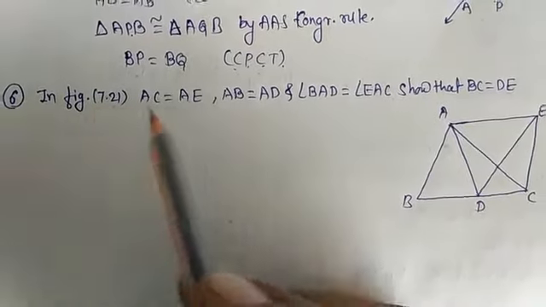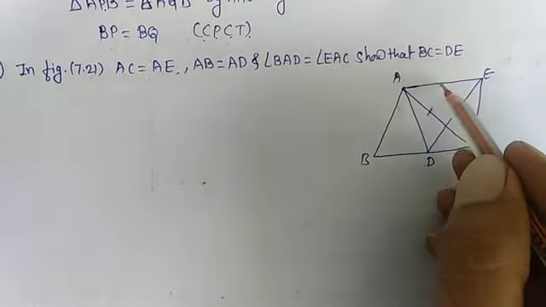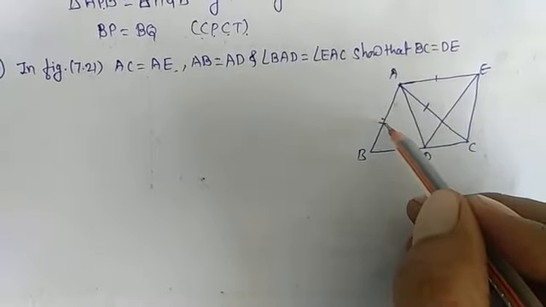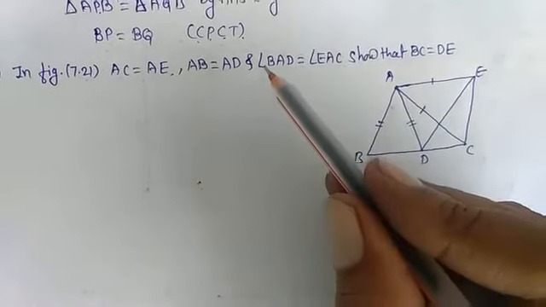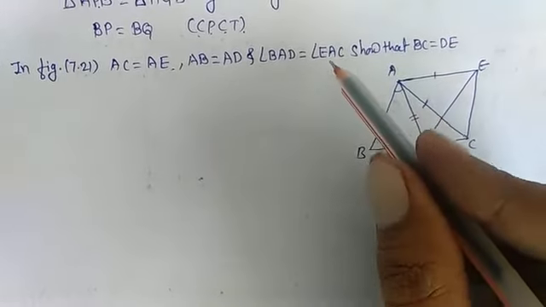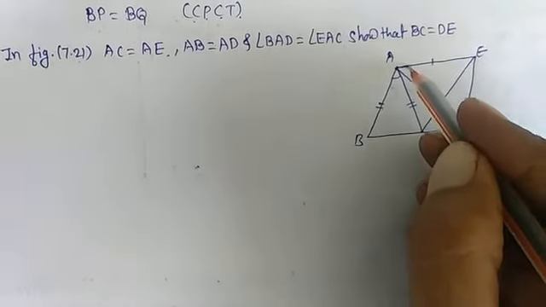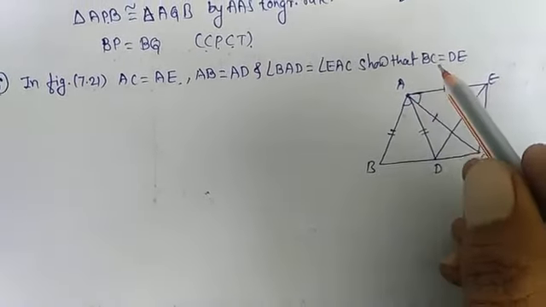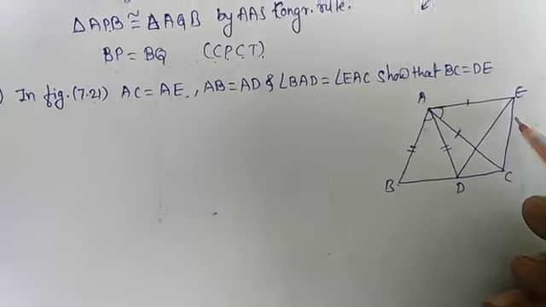Now in the next example it is given that AC is equal to AE. That means this side AC is equal to AE. AB is equal to AD, and angle BAD, this angle, is equal to angle EAC. Okay, these two angles are equal. And we want to prove that BC is equal to DE. That means we have to prove BC and DE are of the same length.